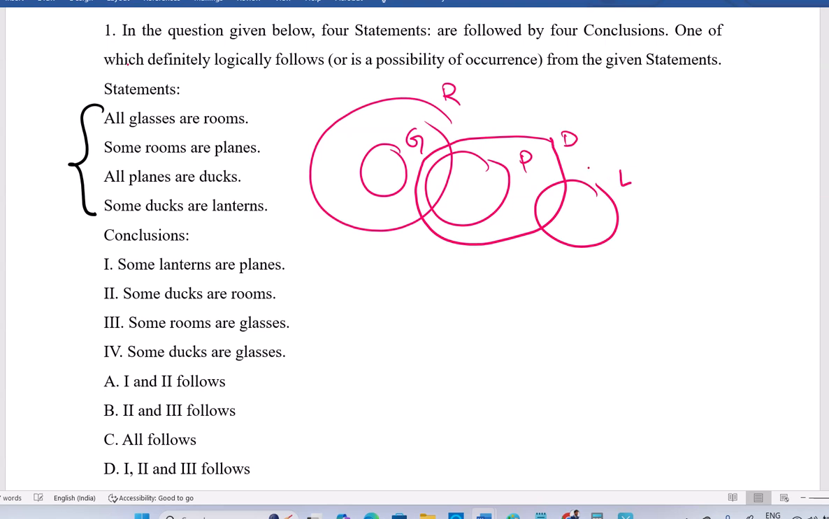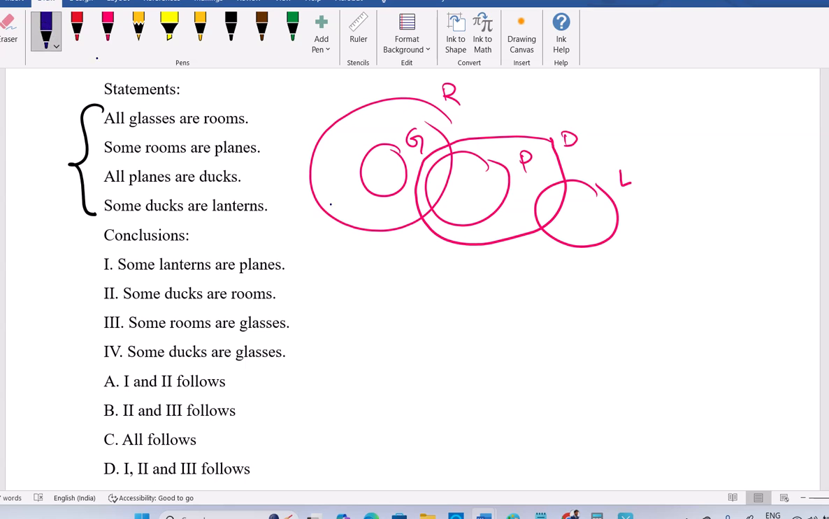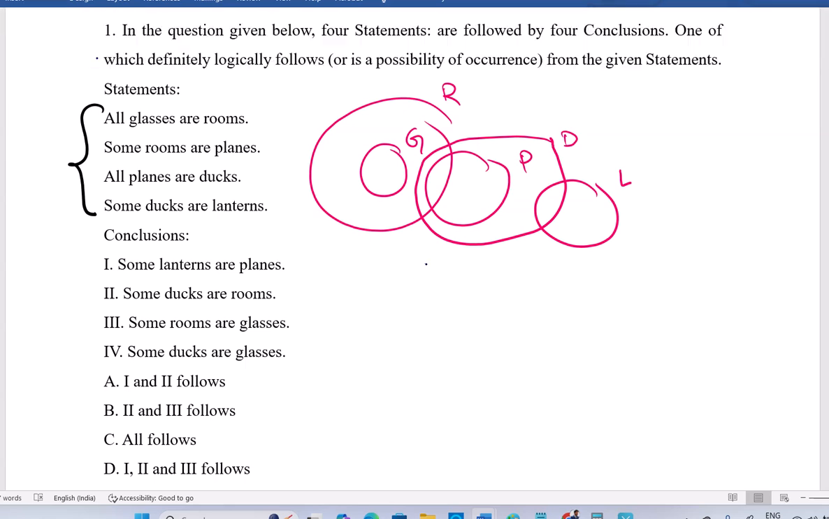This is one diagram. There are many diagrams we can try. But the conclusion must be true in all diagrams. Is this conclusion one? Some lanterns are planes. Failed. Some ducks are rooms. True in this diagram. Some rooms are glasses. True in this diagram. First one failed.